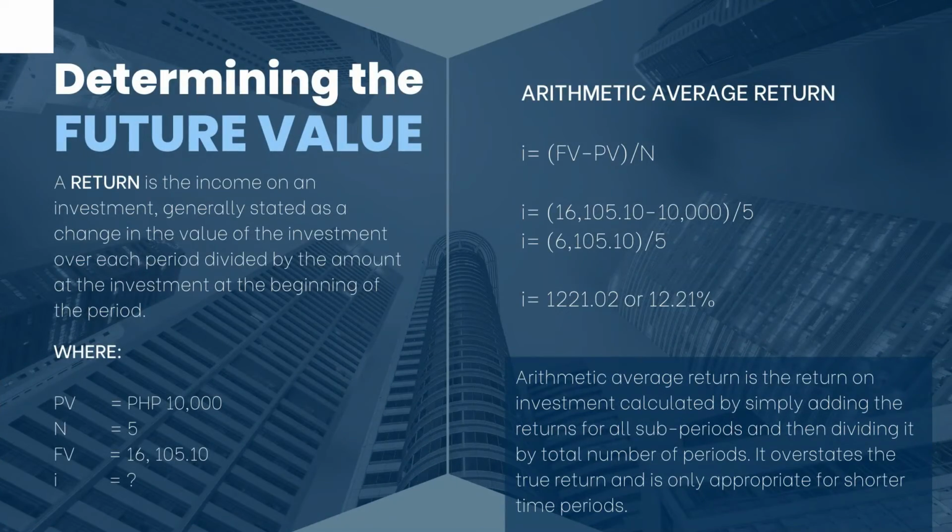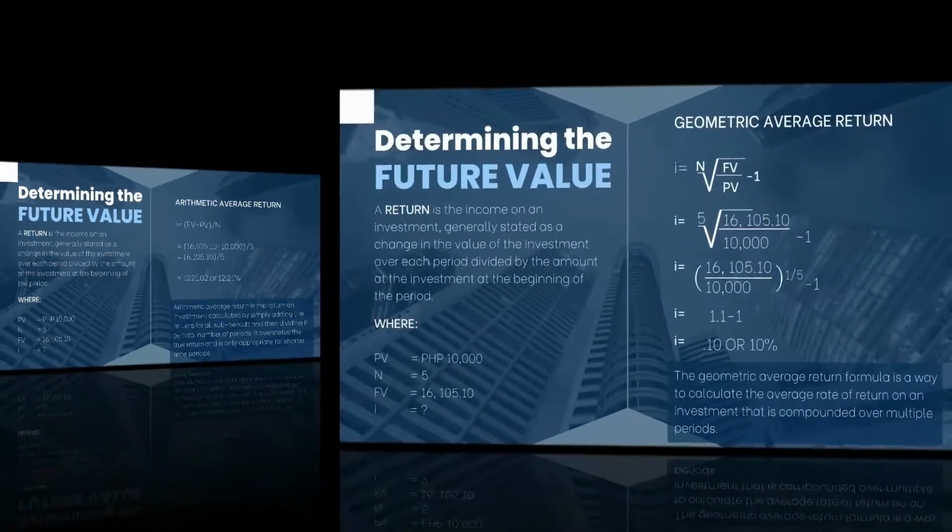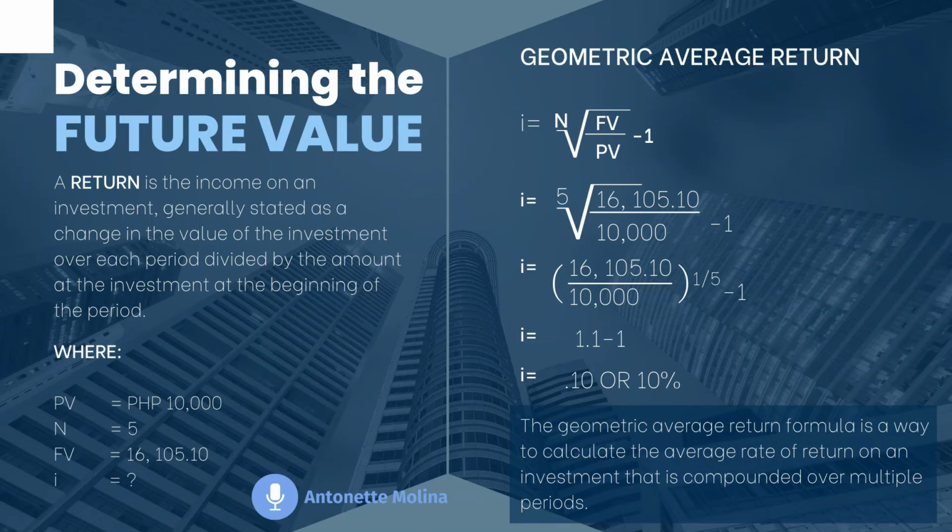But, sinasabi nila, the arithmetic is not the right way to get the interest. Because arithmetic ignores the process of compounding. The correct way of calculating the average annual return is to use the geometric average return. So to get the accurate interest rate, we will use the geometric average return.